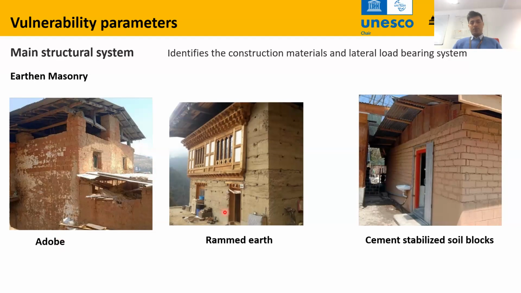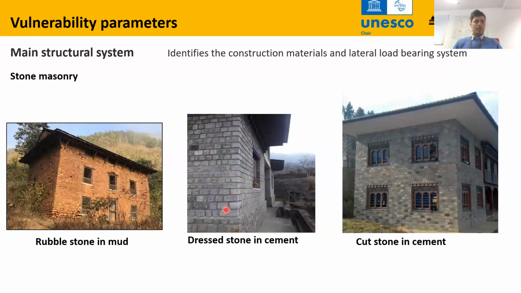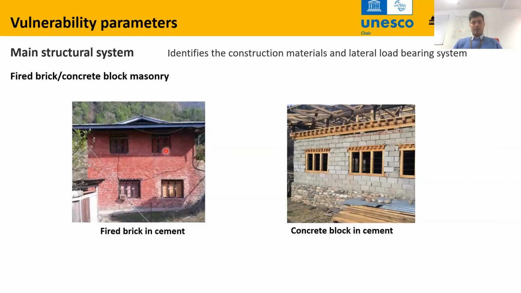For example, the adobe, rammed earth, or the earthen units with mud mortar are certainly weaker in lateral performance than the cement-bound regular units. If we look at the size of the units here, the brick masonry and the concrete blocks, the larger concrete blocks provide more shear resistance because there is more area for frictional action there. So larger units are better than the smaller units.